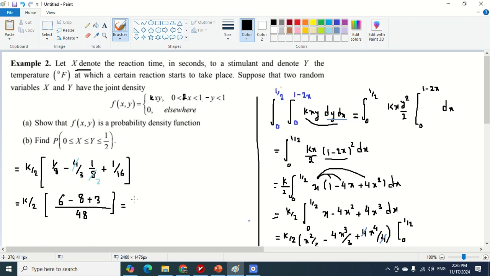So that means we have k over 48 times 2. This part is 1, so 48 times 2 will be 96, and this value should be equal to 1. So we found out that the value of k should be equal to 96. We found the value of k to verify that the given function is actually a joint probability density function. So I promise to show you the shape of this function as well.